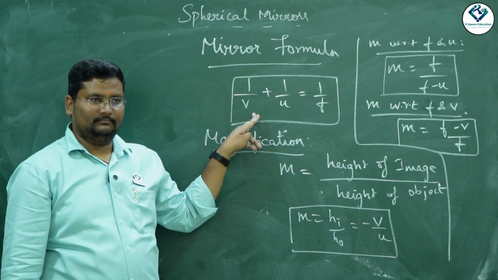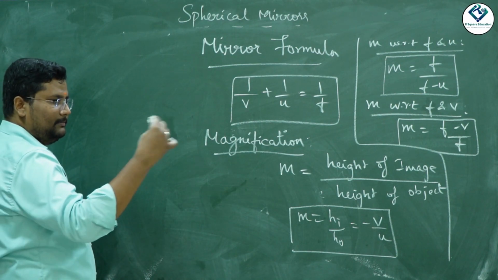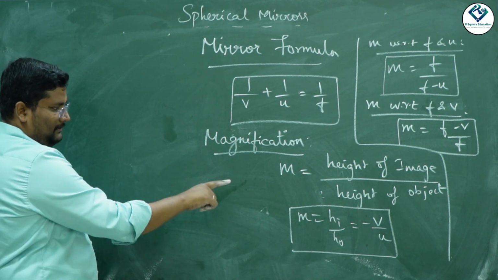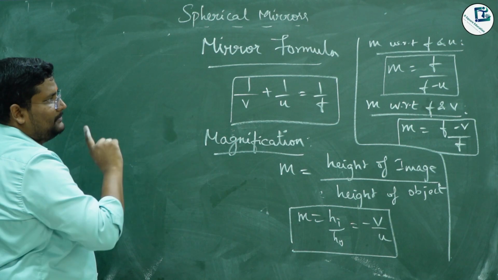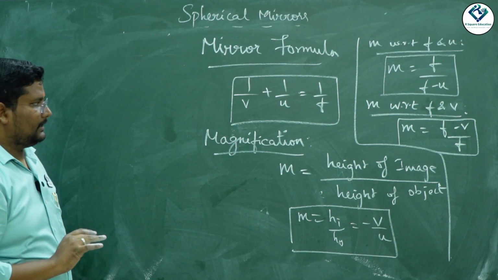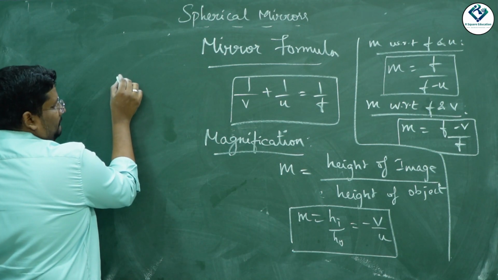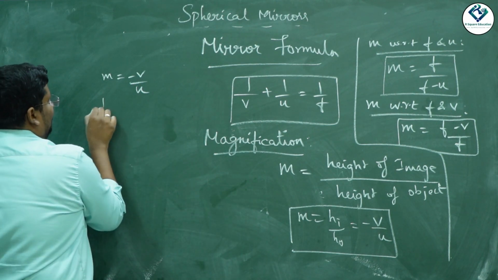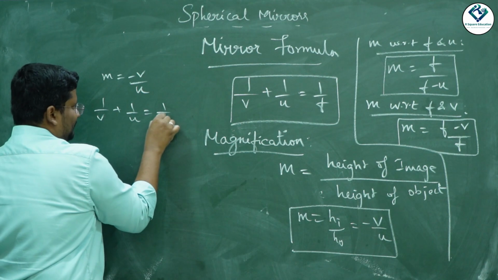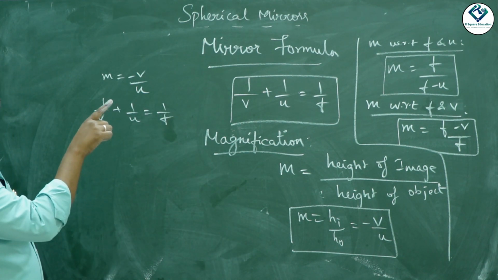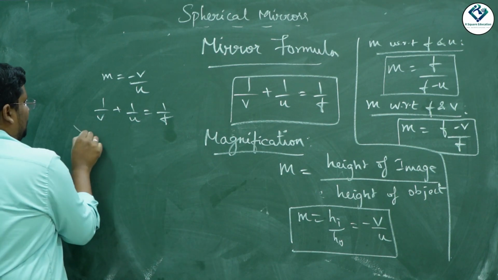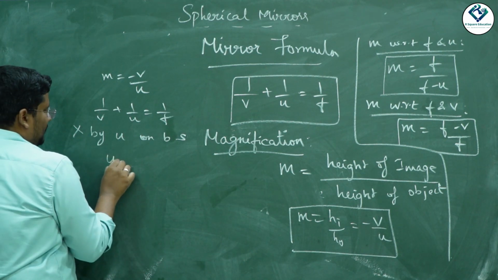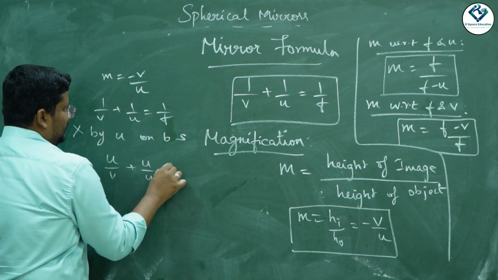I'll give you one derivation so that it will be easy to understand the next one. Okay, you have a mirror formula here. We require magnification in terms of object distance and focal length. Let me consider like that. Magnification, you know, is minus v by u, right? And I have 1 by v plus 1 by u is equal to 1 by f, where I want it with respect to object distance and focal length. Just multiply by object distance on both sides. If that is the case, you will have u by v plus u by u is equal to u by f here.